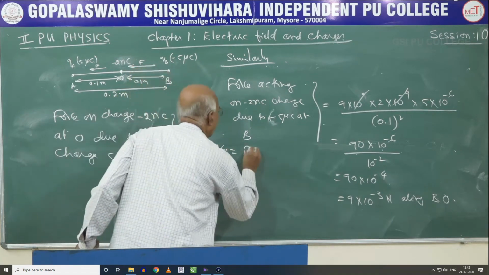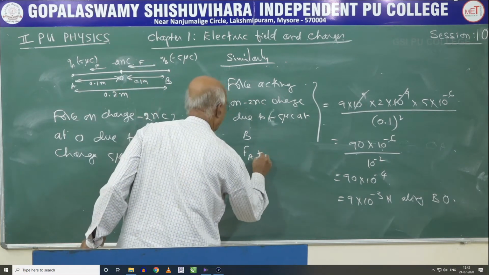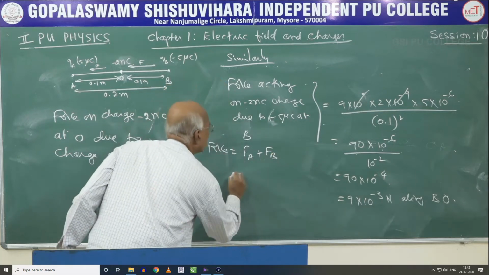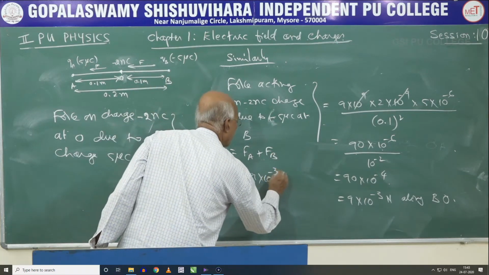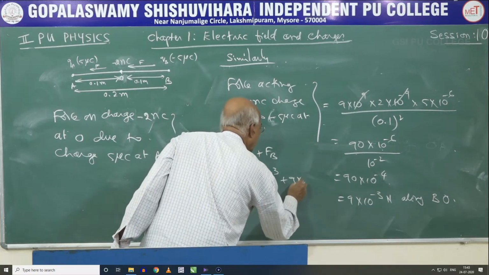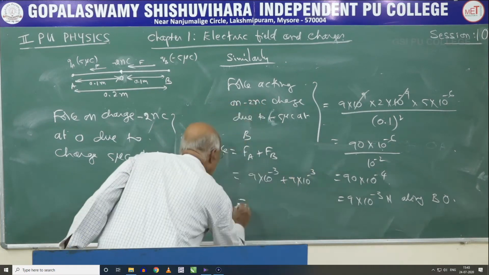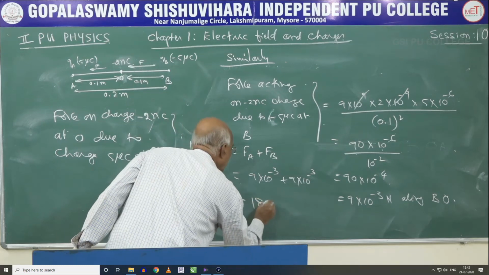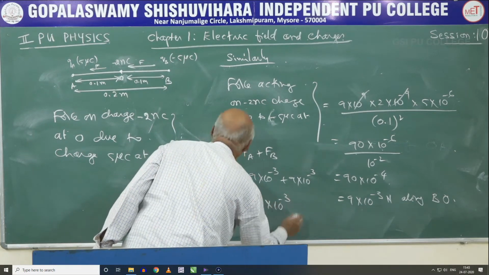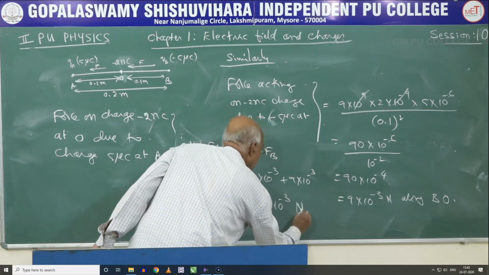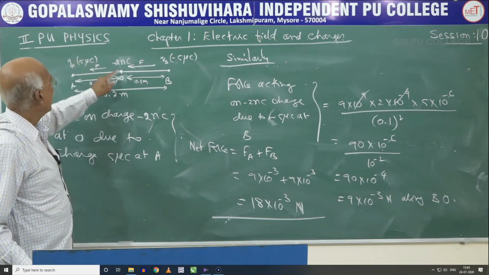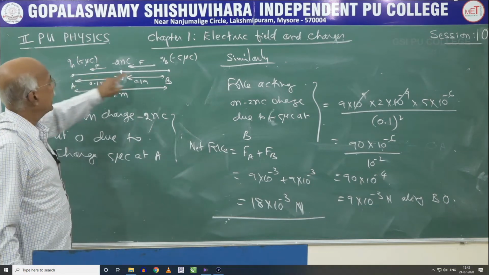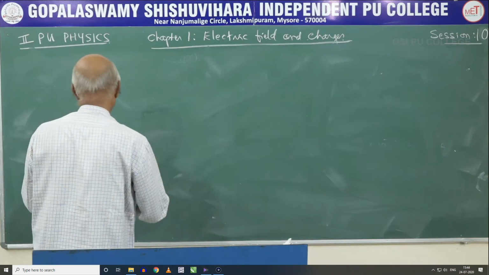equal to FA plus FB if you write. So this is equal to 9 into 10 to the power of minus 3 plus 9 into 10 to the power of minus 3 equal to 18 into 10 to the power of minus 3 Newton. So this is the strength of the net force acting at the point O due to this charge as well as this charge. We will solve this problem.